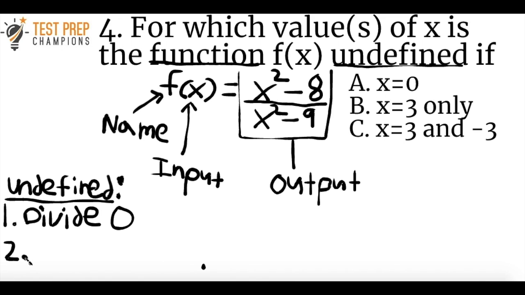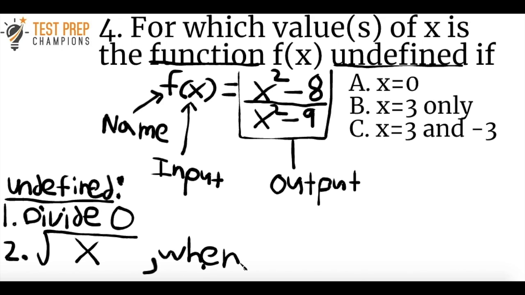So one case is if you have to divide by 0, and another case is when you have a negative number under the square root. Okay, so any number, right? So when you've got a number under a square root when x is negative, right?